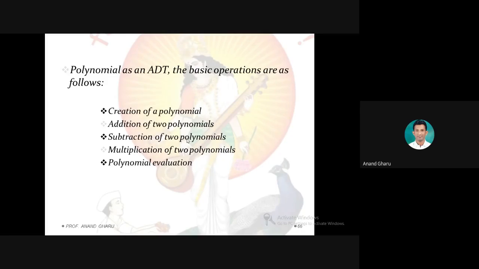ADT for polynomial, abstract data type. ADT for polynomial or basic operations of polynomial. कोणकोणते ऑपरेशन असतात? First, creation of polynomial, addition of two polynomials, subtraction of two polynomials, multiplication of two polynomials, and evaluation of polynomial. Evaluation means calculation. For example, 1 plus 2 plus 3: 1 plus 2 is 3, 3 plus 3 is 6. This is the evaluation of numbers. So same for polynomial, evaluation means we can evaluate the polynomial.